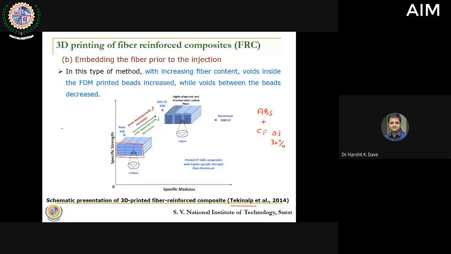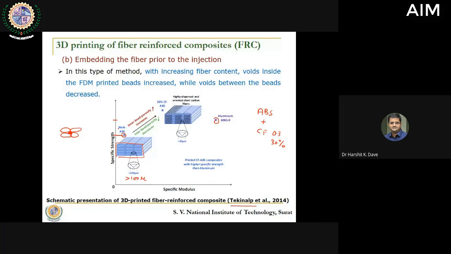When this happens, the layers get deposited and settle over each other, and once they solidify, some sort of void remains in between. Now this void has a size of more than 100 microns. That is the size of voids here, and its specific strength is found to be at a certain value. As compared to this ABS, aluminum 6061 has a slightly larger value of specific strength.